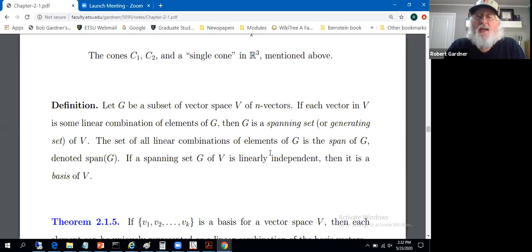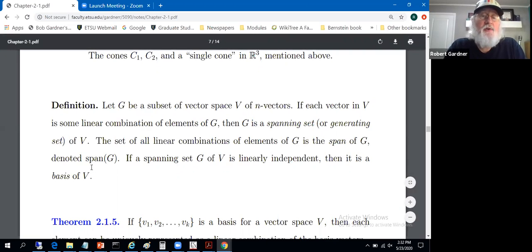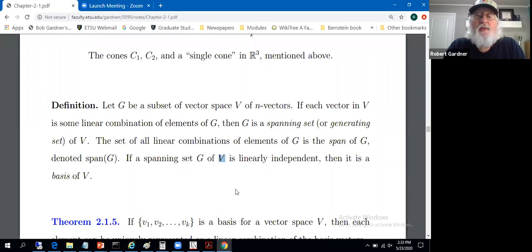The set of all linear combinations of elements of G is the span of that set of vectors, denoted as span of G. If the spanning set G of V, the whole vector space, is linearly independent, then it's called a basis. So what's a basis? A linearly independent spanning set. That should ring a bell from your previous experience. Depending on your linear algebra experience, in the book they used, that's maybe the definition of basis. Basis is a linearly independent spanning set.